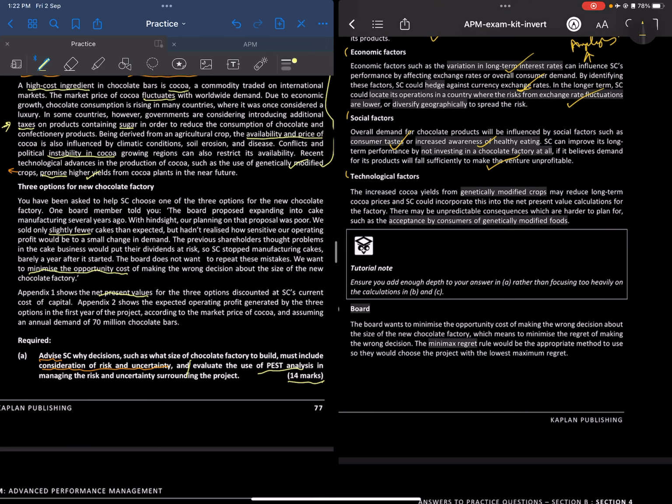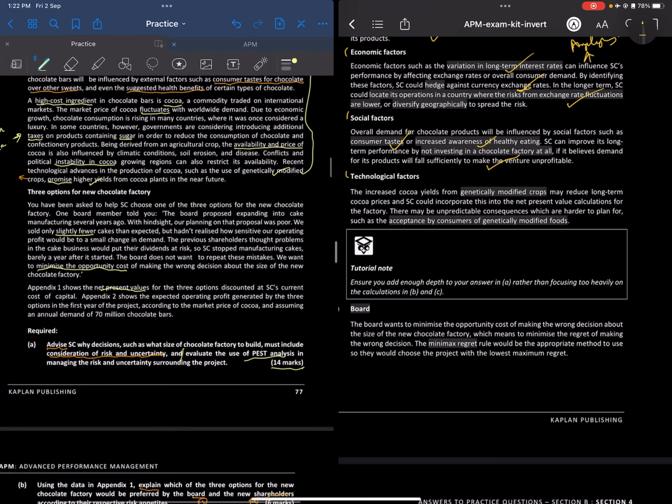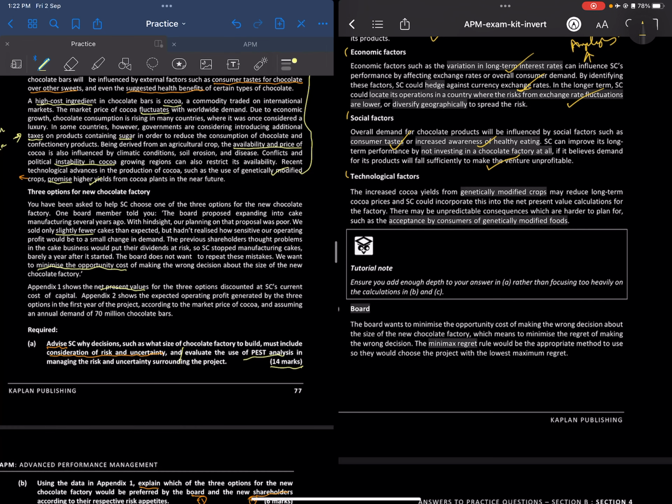The increased cocoa yields from genetically modified crops is a technological factor, right? So the genetically modified thing is there, so we could incorporate this into the NPV for the factory. There may be unpredictable consequences which are harder to plan for, such as acceptance by consumers of GMO, genetically modified foods.